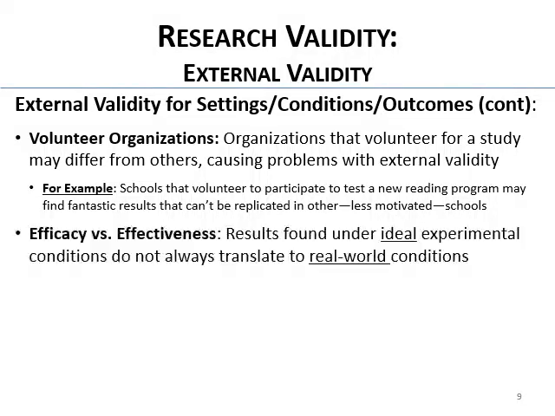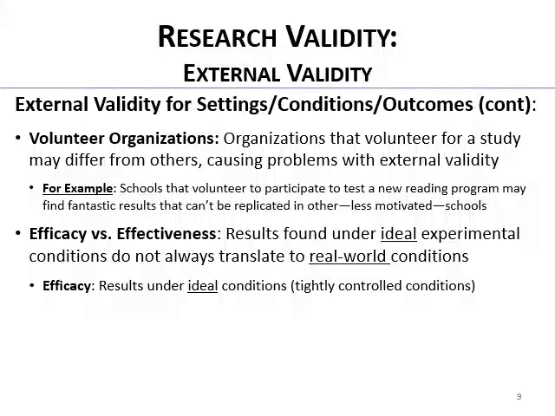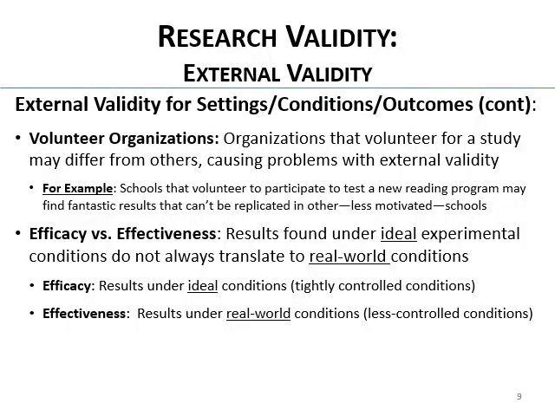Less motivated. So, interesting, and something folks confuse all the time is the difference between efficacy and effectiveness. Results found under ideal experimental conditions don't always translate to real world conditions. And that's the difference between efficacy and effectiveness. So what are they? Efficacy is results that you get under ideal conditions, so like scientifically controlled conditions. If you find some drug works or whatever, that's your efficacy. Effectiveness is the results you get under real world conditions. So with less controlled conditions in the real world, do you get the same results? And some things are very efficacious but not effective.